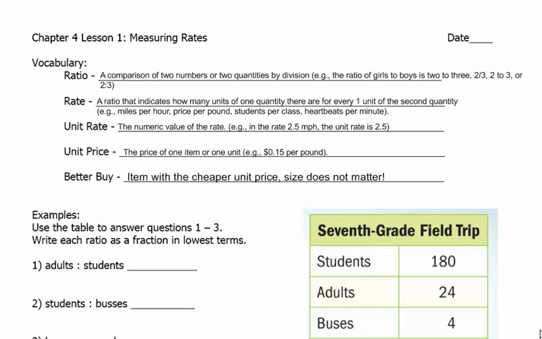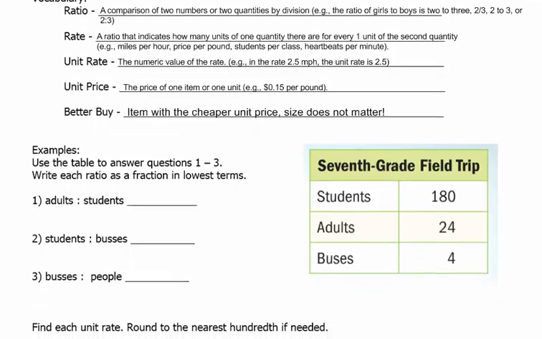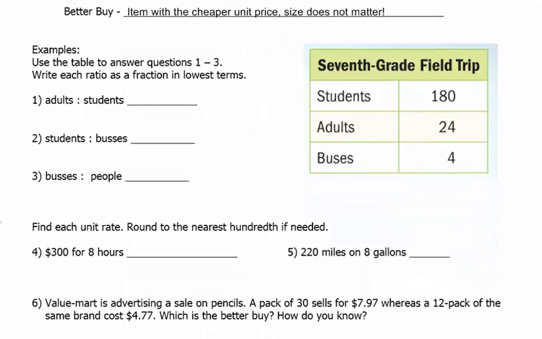And better buy is the item with a cheaper unit price, where size does not matter. So just because you get more doesn't mean the unit price is cheaper. So sometimes the better buy is the bigger quantity, like at BJ's or Sam's. Sometimes it's not. So if I'm going too fast, just pause the video, copy down the vocab. We'll continue on to some examples.